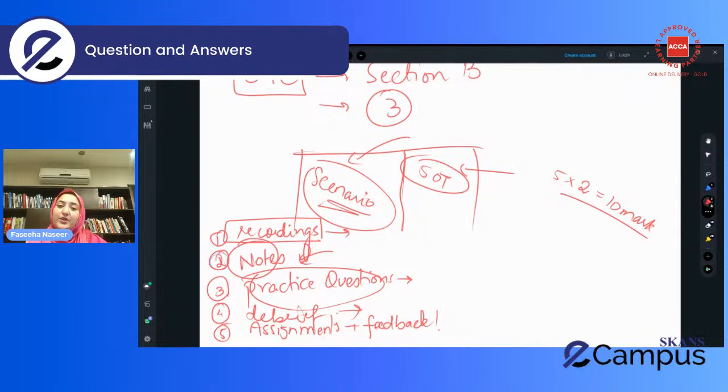And very important, you need to do the assignments for time management, for the use of CBE and the application of the concepts, and then the feedback on the assignments. Take that seriously, and at the end try to do mock exams. So I think this is the way.